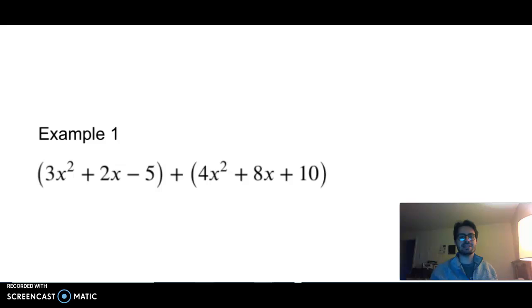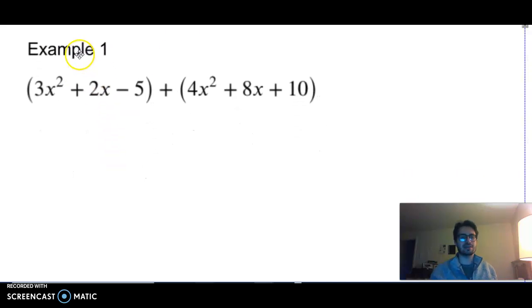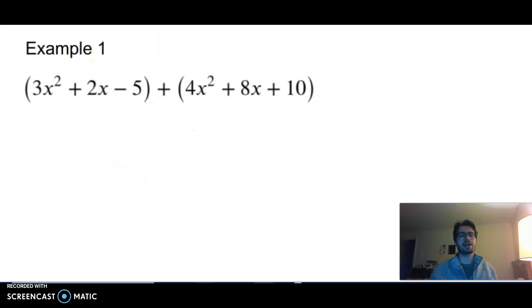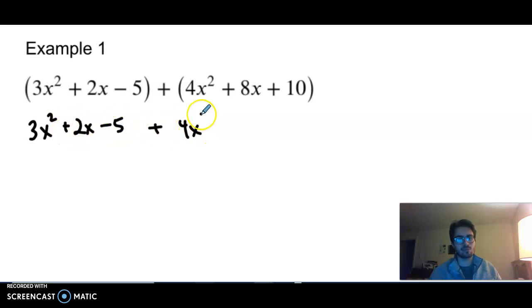So how do we add and subtract polynomials? Let's look at this example. So I can only put the like terms together. So if I can take off the parentheses here, because it's addition. Let me put the things that look like each other together. So these look the same. These are like terms, and these are like terms.